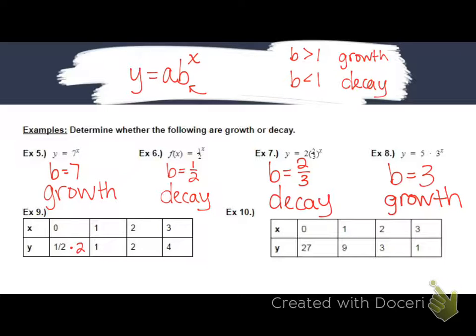A half times 2 is a whole. 1 times 2 is 2. 2 times 2 is 4. Okay, finding other patterns is all fine and dandy, but you need to know what you're multiplying by every time.